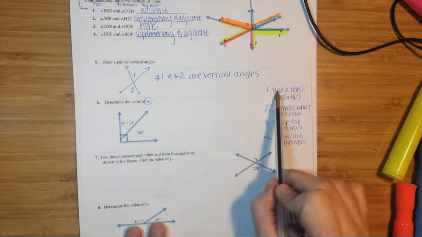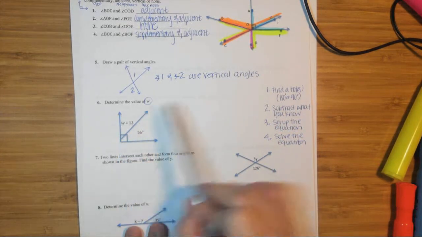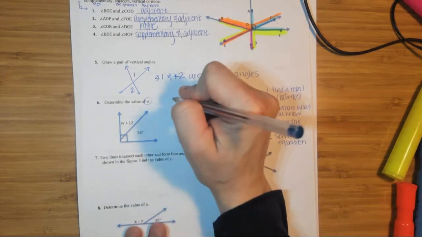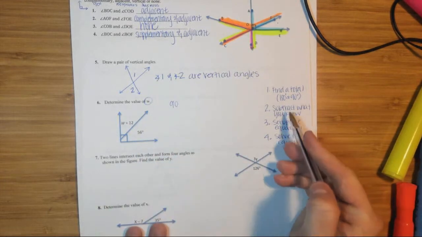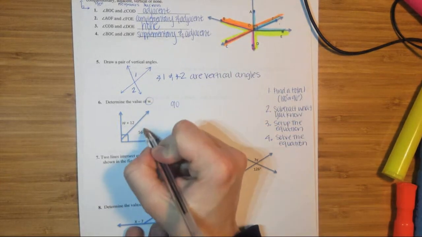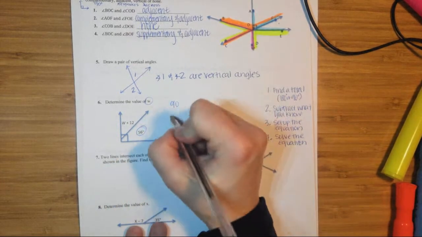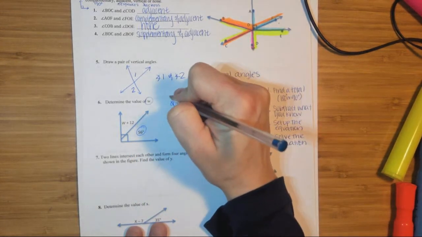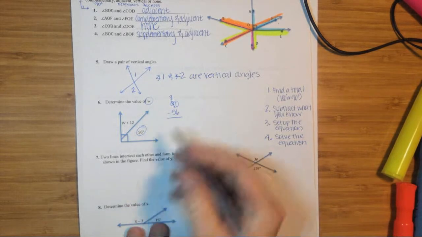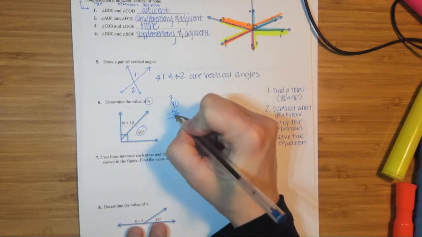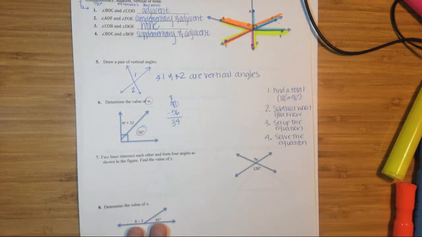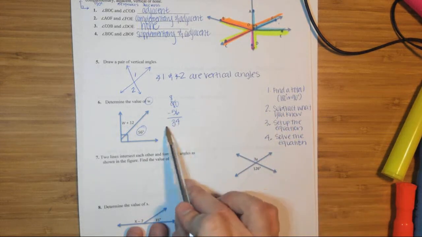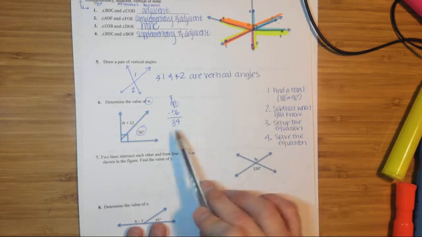So, find a total. Well, this is a 90-degree angle, so my total is going to be 90. So I'm going to write that down. There's my total. I'm going to subtract what I know. Well, I know 56 degrees, so I'm going to subtract 56. Can't do 0 minus 6, so I'm going to borrow from the 9. 10 minus 6 is 4. 8 minus 5 is 3. Okay, so I subtracted what I know, and I have a remainder of 34.